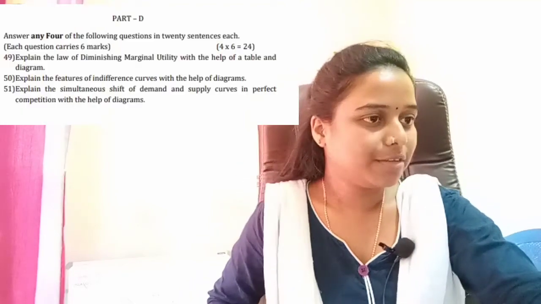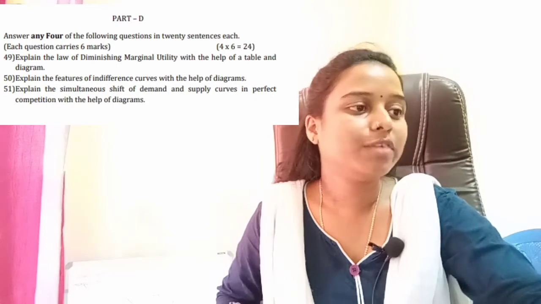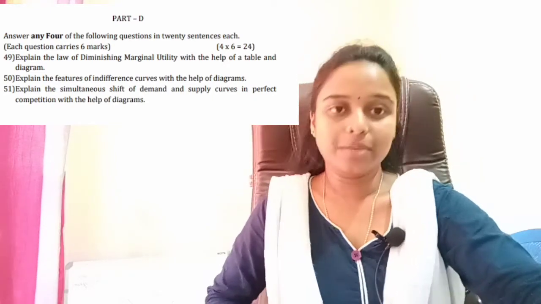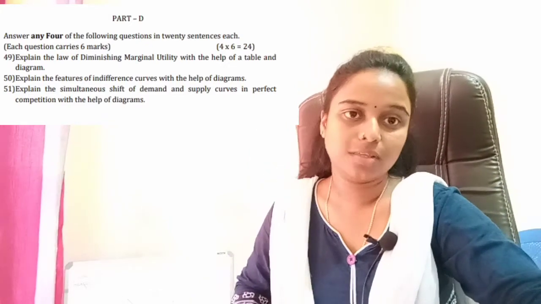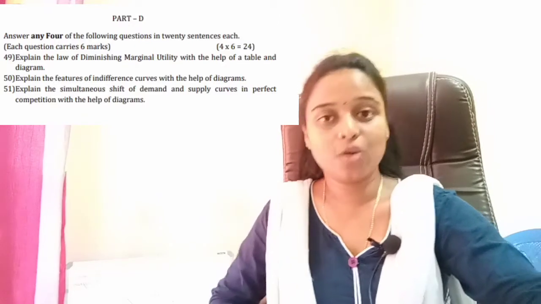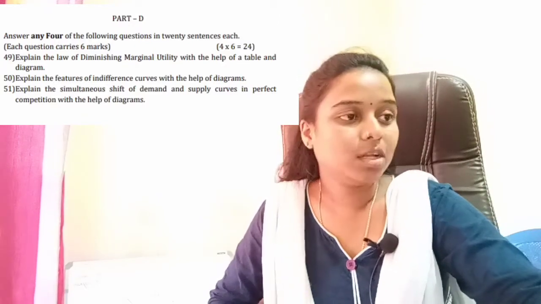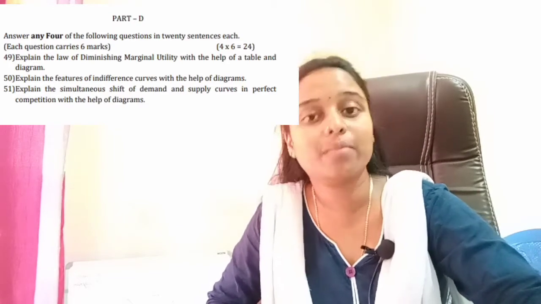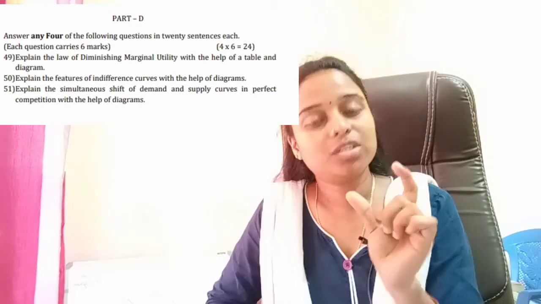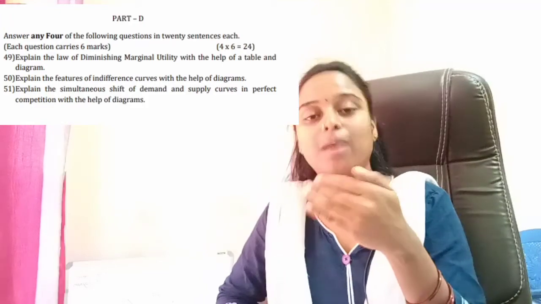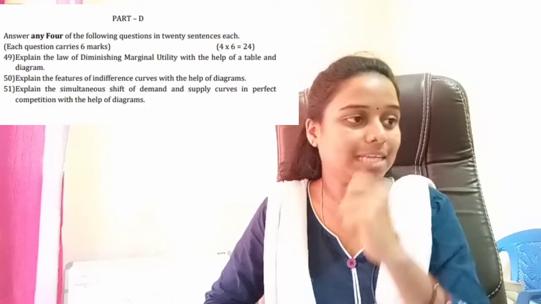6 marks question. The first question is, explain the law of diminishing marginal utility with the help of a table and diagram. So diminishing marginal utility. This is from which chapter? This is from our microeconomics second chapter, theory of consumer behavior, right? So here you have to write what exactly is the law of diminishing marginal utility. You must especially explain marginal utility. You have to write what is marginal utility and why this marginal utility goes on diminishing, you have to explain that.